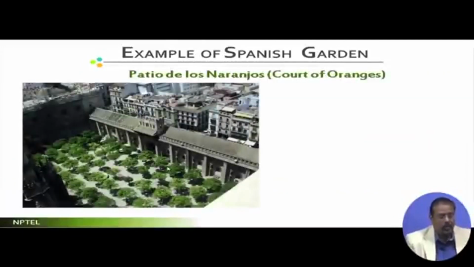in which we have what you call the Patio de los Naranjos, that is the court of oranges. This is the orchard that they have created, highly geometric, no doubt about it, but it's green. So it has two purposes. One is it provides shade to the people who are standing below. Another is that it is also intercepting the solar radiation. The solar radiation is not falling on these surfaces, so reflected radiation is now reduced.